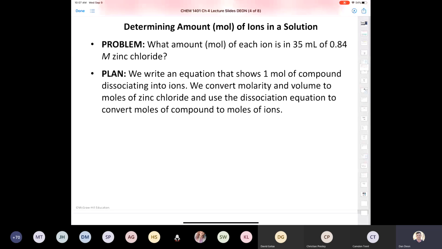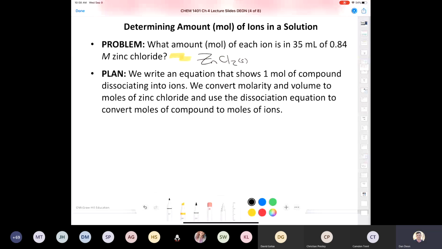It says, what amount in moles of each ion is in 35 milliliters of a 0.84 molar solution of zinc chloride? All right. So let's start with zinc chloride. Could you write out the formula for zinc chloride? It'd be ZnCl2. Yeah, ZnCl2. Remember, zinc is a transition metal, but zinc only has one possible oxidation state, which is +2. And so zinc chloride is ZnCl2.